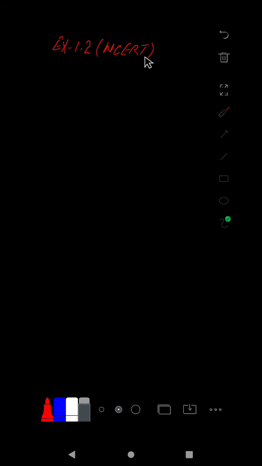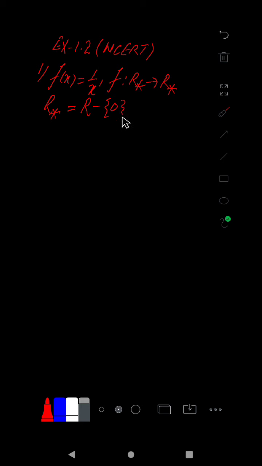NCERT. Question number 1. Function f(x) is given as 1 upon x, where f is defined from R star to R star, that is domain and codomain both are R star, where R star is defined as the set of all the real numbers except 0, R minus {0}. That is, only 0 is excluded from all the real values, that is called the set of non-zero real values. So we have to check whether this function is one-one or onto or both.